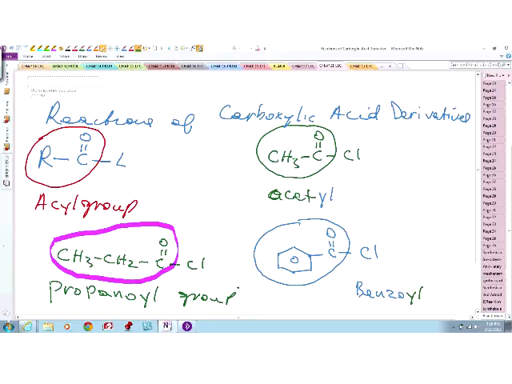Okay, so all of the carboxylic acid derivatives, they are all characterized by the presence of acyl groups. Which means that most of the reactions that we are going to encounter with these classes of compounds are very similar. So let us take a look at.